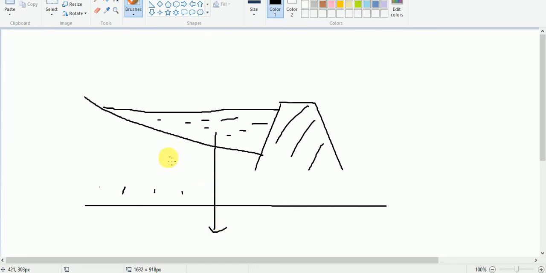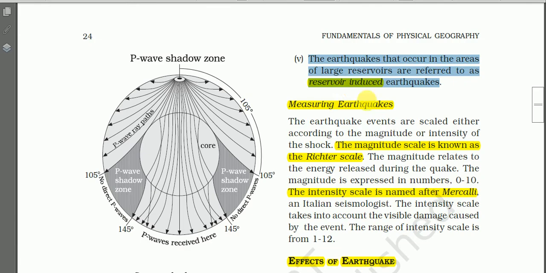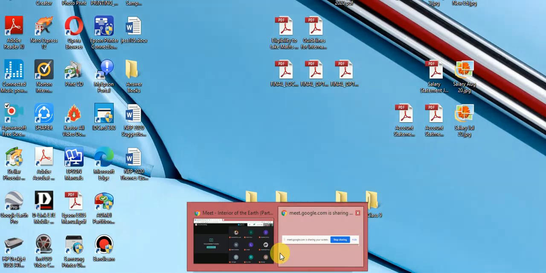Let me repeat, if the underlying rocks just below the reservoir are weak, they may not be able to support the weight, the volume of water, and that is why this section may be collapsed downward, subsided. And at that time there may be tremor, there may be an earthquake, and such type of earthquake is known as reservoir induced earthquakes. So these are the 5 main types of earthquakes.